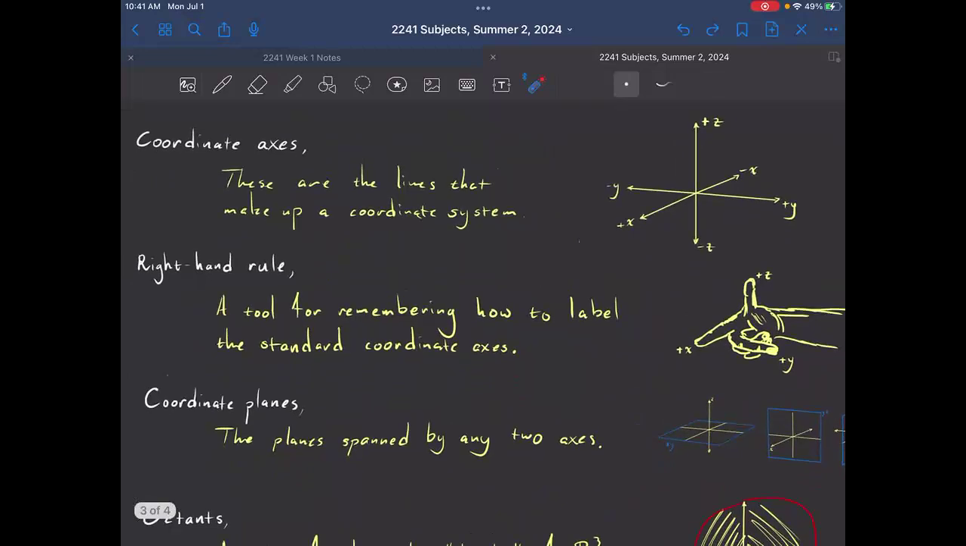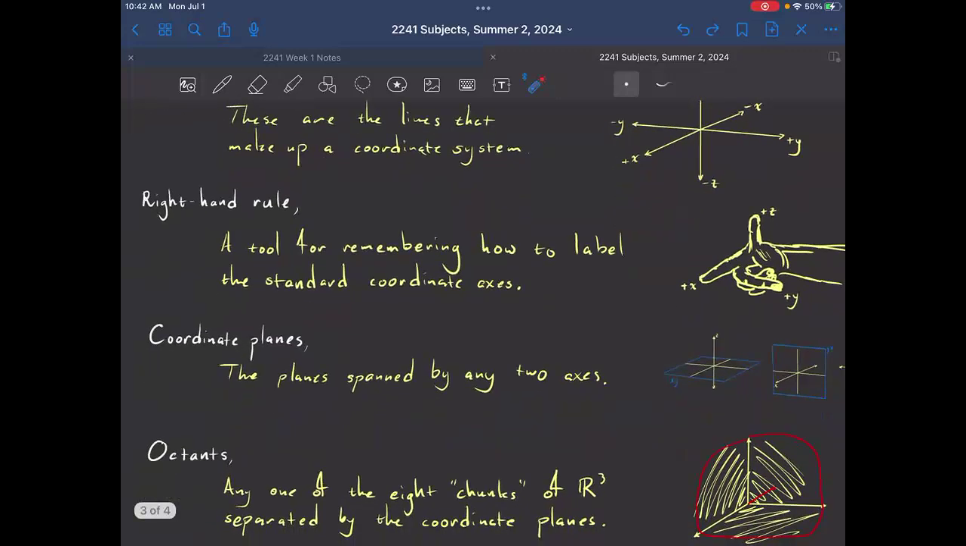So first up is our coordinate axes. These are lines that make up a coordinate system, and I have a picture drawn over here of them for you. You've got the positive and negative x-axis, positive and negative y-axis, positive and negative z-axis, and they meet here in the middle at the origin 0, 0, 0. Notice that the positive x, y, and z axes are oriented in a particular way. If I were to swap the x and y, that would be non-standard. They go x, counterclockwise to y, counterclockwise to z, then counterclockwise to x. That is our standard coordinate system.